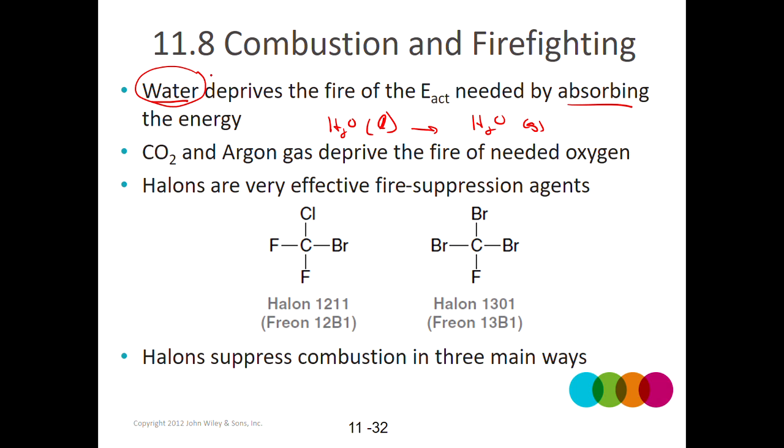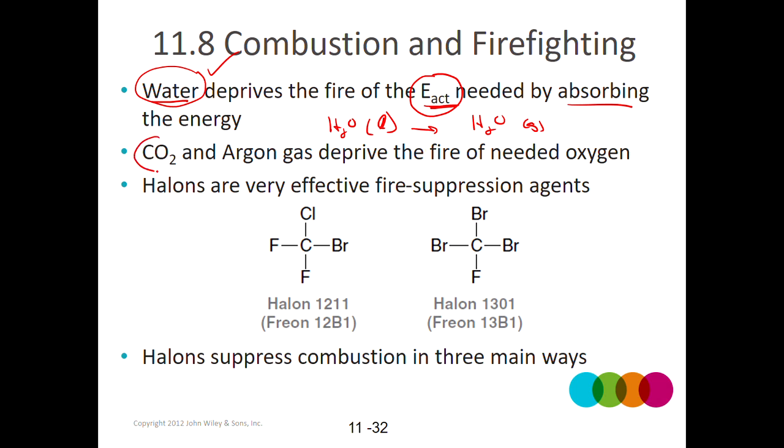So the combustion reaction slows down. So obviously we know we can fight fire with water, but that only fights it in one way, by absorbing energy. And if the fire is out of control and it's extremely hot, throwing a little water on it is not going to stop it. It's not going to absorb enough energy to take away all the activation energy needed to continue a combustion reaction.